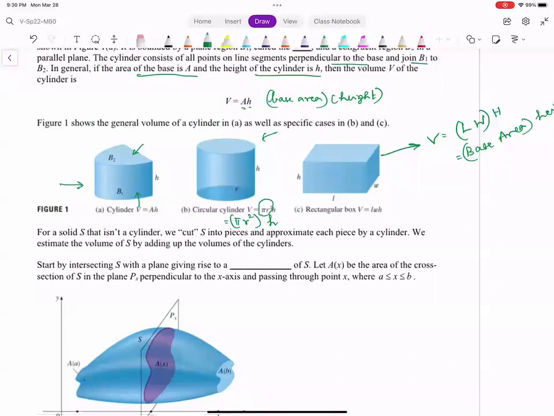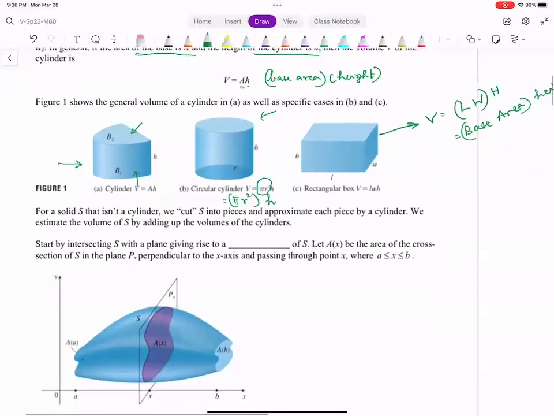For a solid S that is not a cylinder, we are now going to see how we can find the volume if it is non-cylindrical. So we are going to make it into smaller cylinders. As we know the volume of a smaller cylinder, we are going to apply that to find the volume of any figure which is not actually a cylinder. We are going to divide it into thin slices of cylinders. That's the idea of the volume for any given solid.